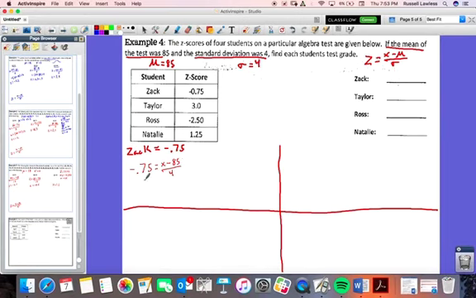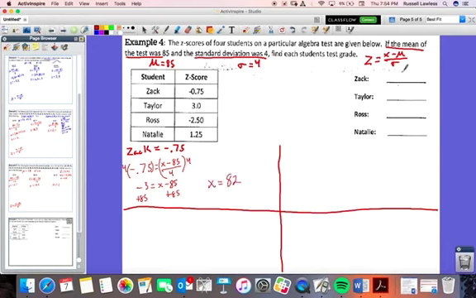So I'm going to multiply both sides by 4. When I multiply both sides by 4, I'm going to get a negative 3 on this side. So then I'm going to have negative 3 is equal to x minus 85. Well, we're not done yet. We've got to get x by itself. So to get x by itself, I'm going to add 85 to both sides, and when I add 85 to both sides, I'll find that x is equal to 82.